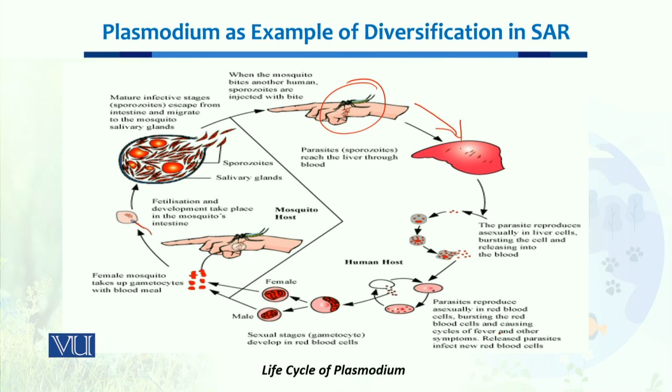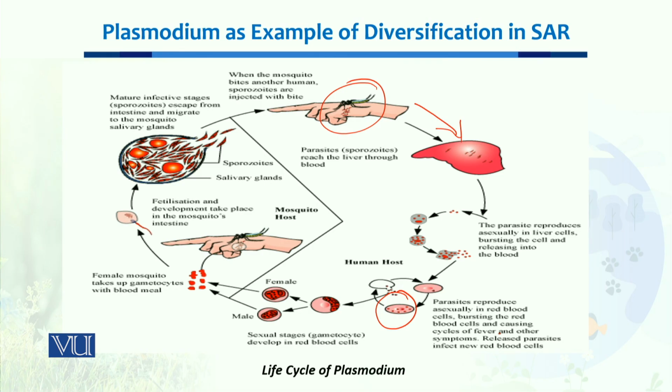Inside the liver cells, these parasites reproduce asexually, and they burst the cells and release thousands of new parasites. After being released from the liver cells, they go to the red blood cells, where they do the same thing. They reproduce asexually inside the red blood cells, and after multiplying into hundreds, they burst the red blood cells and come out.